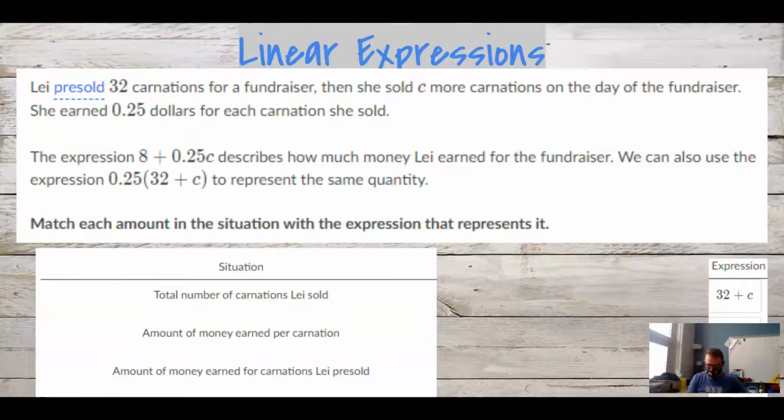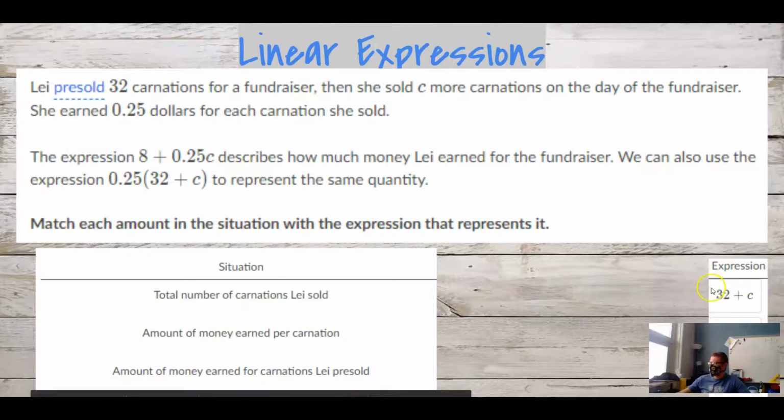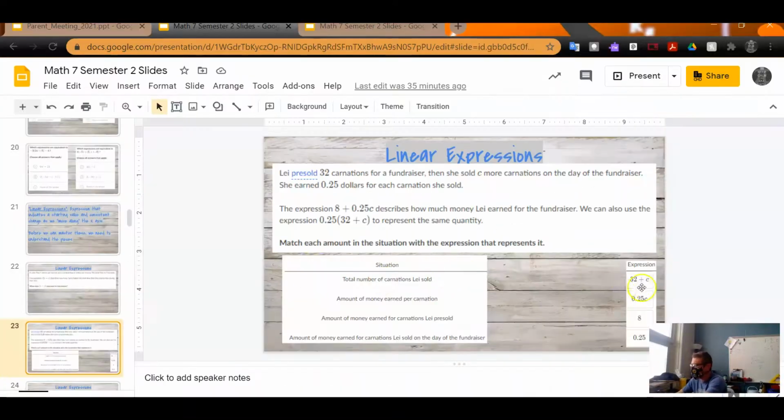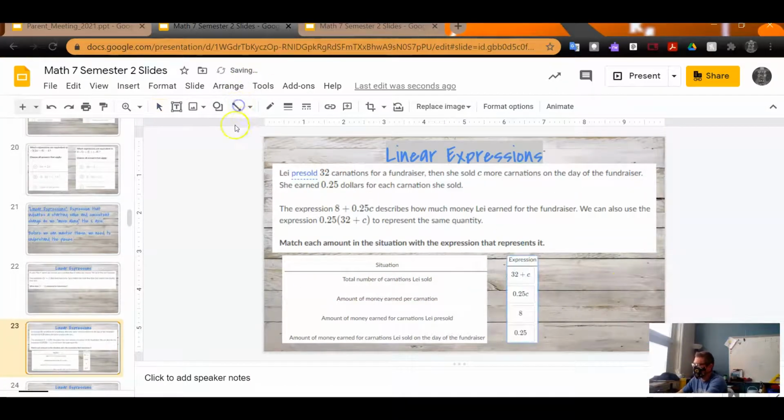All right, we're going to run through cards here. Amelia, can you tell me the total number of carnations Lee sold? That top situation, whether it matches to, we'll call it A, B, C, or D on the right-hand side. Yeah, it matches that 32 plus C on top there, right? So our top situation goes to our top expression. That would be a nice, easy, straight arrow across right there.